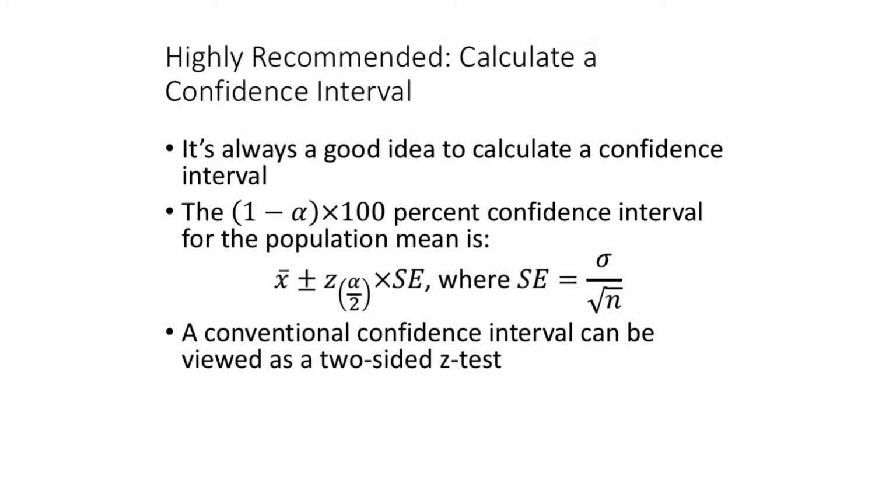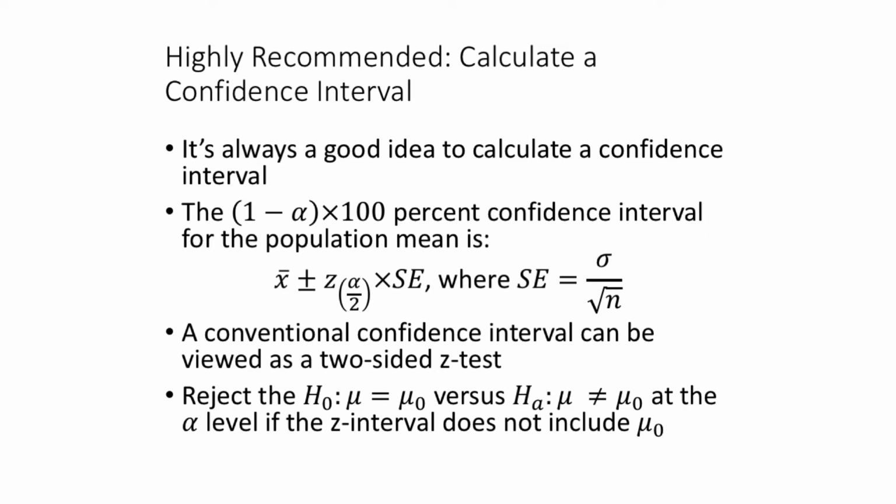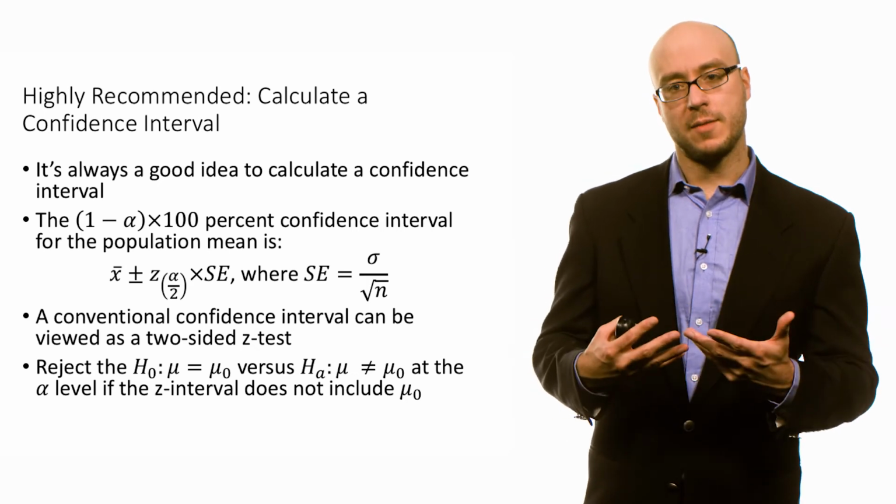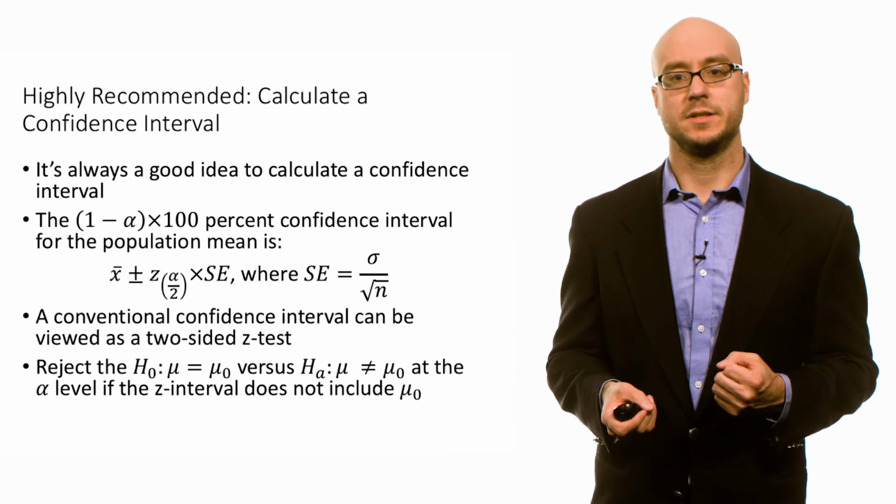What's interesting about this is that this conventional confidence interval can be viewed as a two-sided z-test, with the idea that you can reject the null that the population mean equals the claimed value, versus the alternative that the population mean does not equal the claimed value, at that particular level of alpha if the z-interval, that confidence interval, doesn't include that claimed value of the population mean. And this reflects the fact that the framework of hypothesis testing is really about consistency, right?